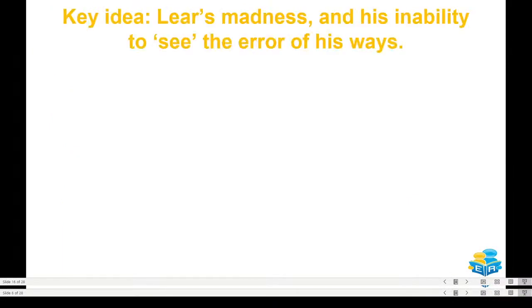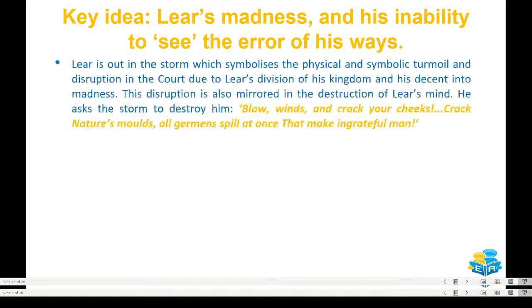Just to develop this idea of Lear's madness in relation to the storm scene. What's happening? Lear is out in the storm, which symbolises the physical and symbolic turmoil and disruption in the court due to Lear's division of his kingdom and his descent into madness. So, what do I mean by that? It sounds very impressive, very posh or fancy, whatever.